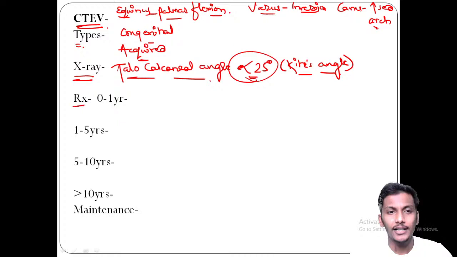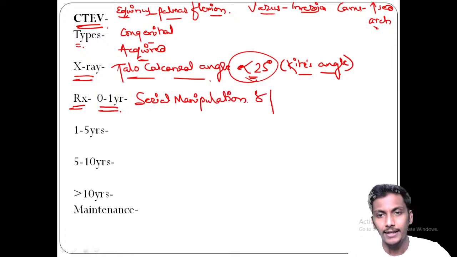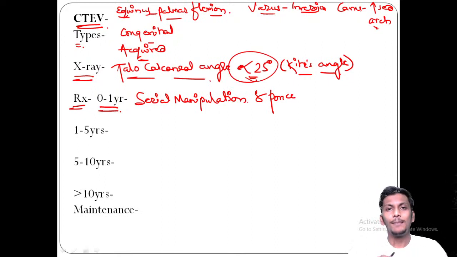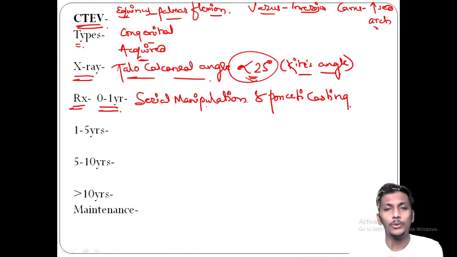Now the treatment of CTEV can be classified age-wise. Okay, if CTEV is to be treated within 1 year, that is during your infancy period, then the treatment of choice is your serial manipulation and Ponseti casting. Usually physiotherapists do this. So we usually manipulate the joints and then we apply this POP cast in different positions. Okay, and this is known as your serial manipulation and Ponseti casting, right? And this is usually done in a sequence or in an order.